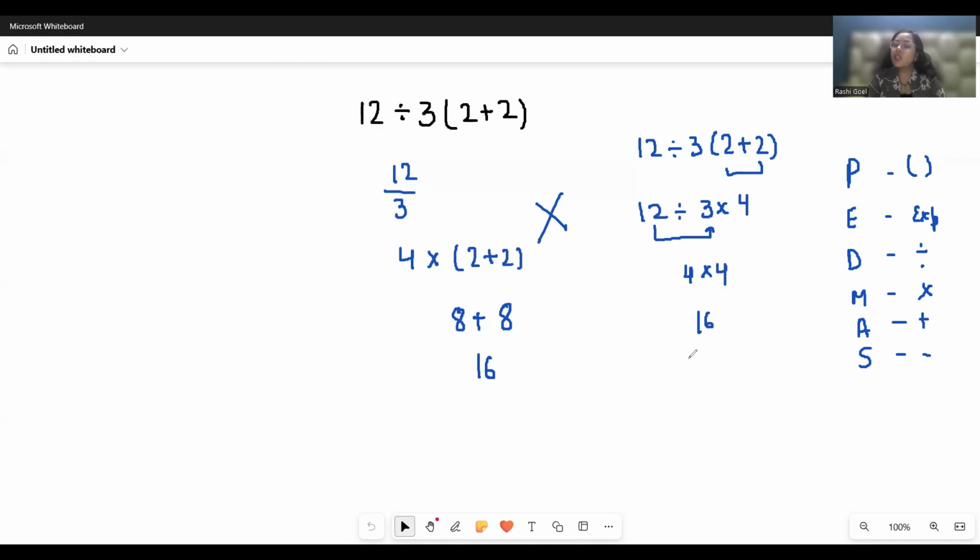I know in both cases the answer is 16. We can solve it the first way or the second way, but no. The first way does not always give you the correct answer because it's not systematically approachable. But if you follow the order of operation, you always reach the correct answer.